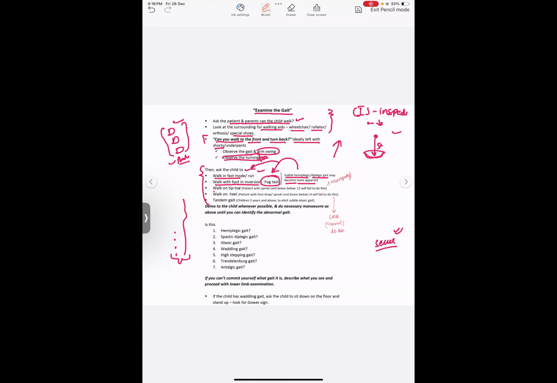Then you will ask him to walk on tiptoe. Patients who have neuropathy cannot do a tiptoe walk. If the patient is already like this, even then we have to say walk on tiptoe. See, Dr. Tanveer, these are the steps.